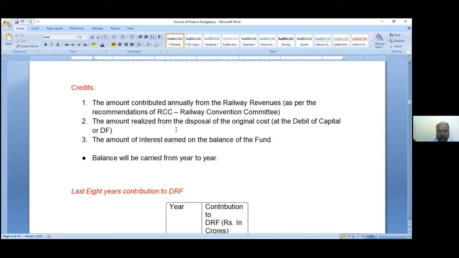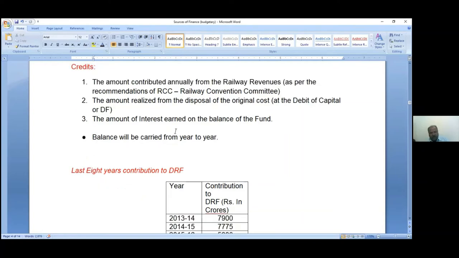So again, the amount realized from the disposal of the original asset is credited to capital or DRF. That means at the time of surrendering of an asset, some amount is realized from the scrap. That is also credited to DRF, not capital. And all these funds attract interest also, which is credited to DRF. And the balance will be carried from year to year; all the funds follow this rule.